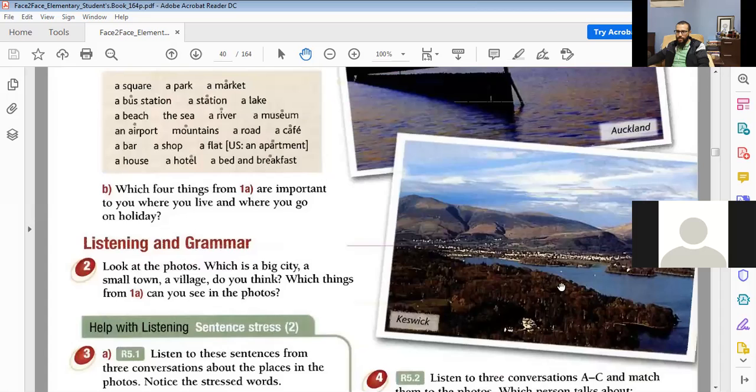What things can you see here in the photo from the box? Mountains. River. So we can see the mountains. Maybe this is a river. Maybe small houses. Small houses. Maybe houses here, small houses. Yeah. That's correct. Okay.